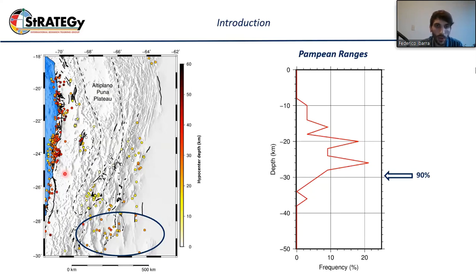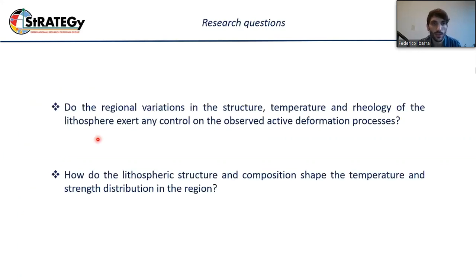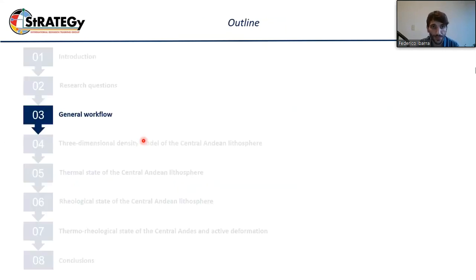However, the relationship between the thermal and rheological state of the region and the active deformation processes had not been fully investigated. And in this line, one of the research questions addressed in the dissertation concerns whether the regional variations in the structure, temperature, and rheology of the lithosphere exert any control on the observed active deformation processes. But before this question is answered, it is necessary to investigate how the lithospheric structure and composition shape the temperature and strength distribution in the region.